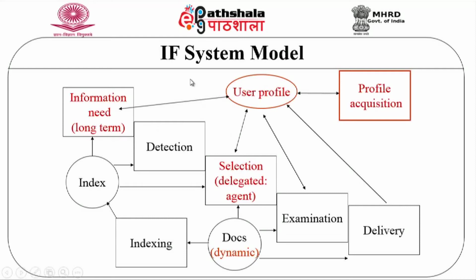So this is a very good system model of an information filtering system. You have the user profile, you have the profile acquisition, the information need, that is the long-term information need, the selection, that is a delegated agent. So the selected documents, which are going to be very dynamic in nature, you index and keep for other references. You have the examination and the delivery of the recommended information to the end user.